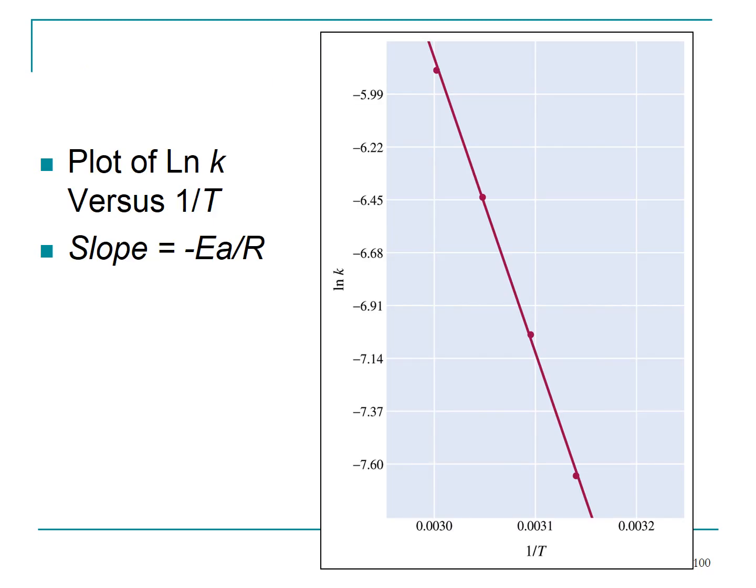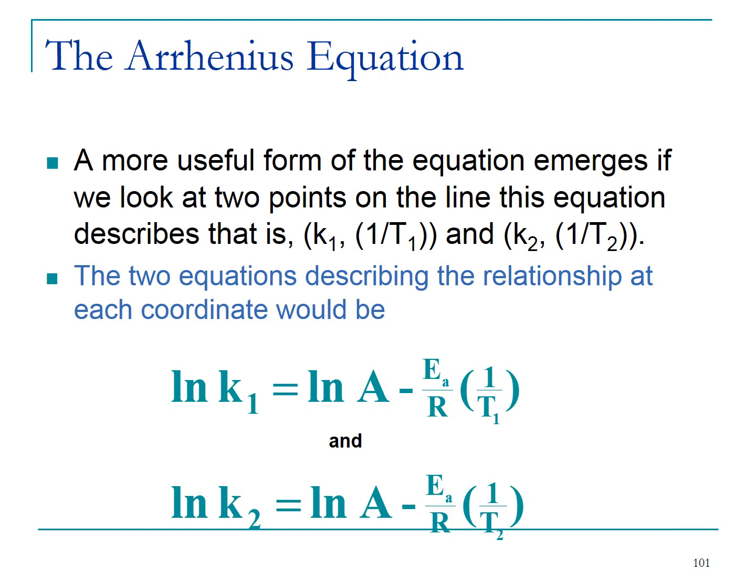So this is just showing an example of plotting the natural log of K on the y-axis versus 1 over T. And when you find the slope, the slope is the negative activation energy over R. Again, I'm not going to ask you to do any of these types of questions.